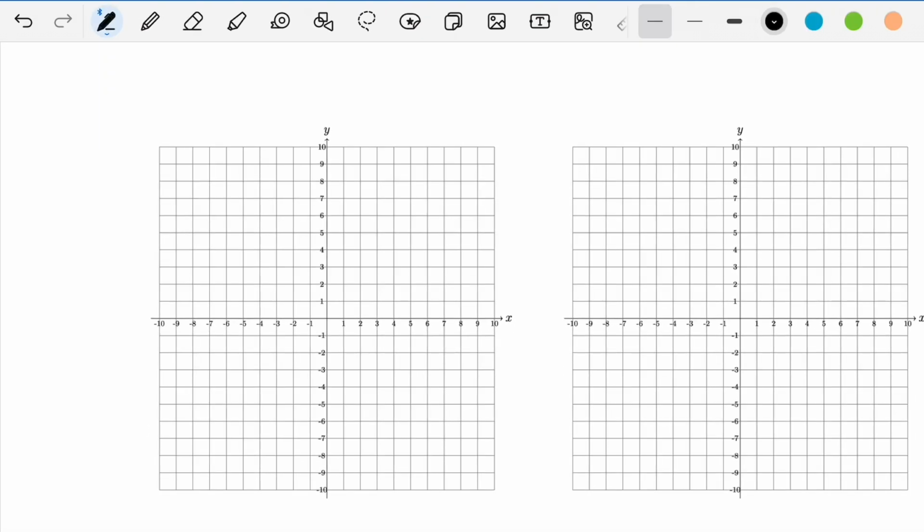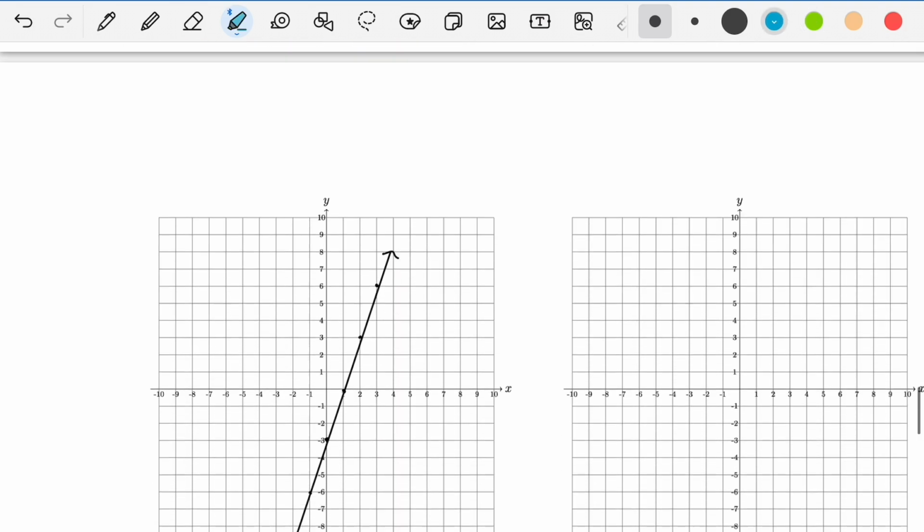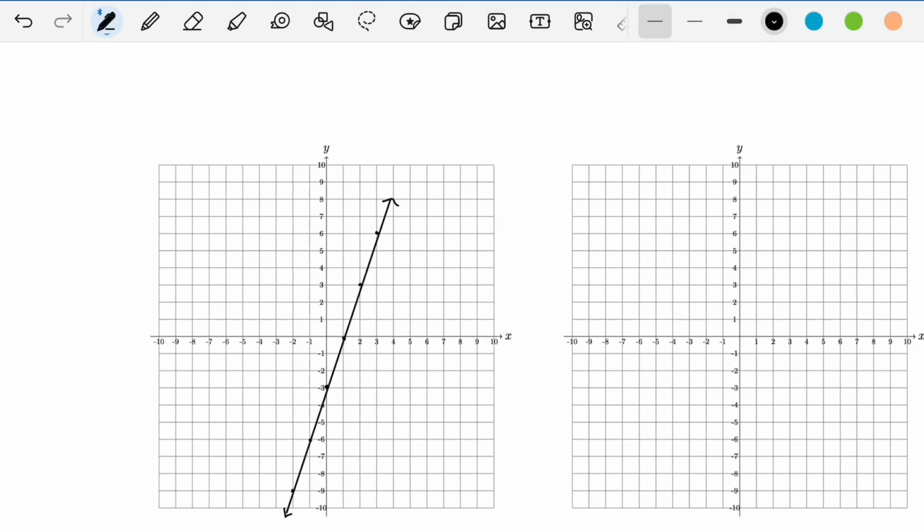Our first equation is the same as last time. Our y-intercept is going to be -3 here, and our slope is going to be up 3 over 1. So this will be the line for our first equation here. And then the line for our second equation, let's do some color coding. First equation is this one here, and our second will be in blue. So that's y is equal to 3. So that'll just be this horizontal line here.